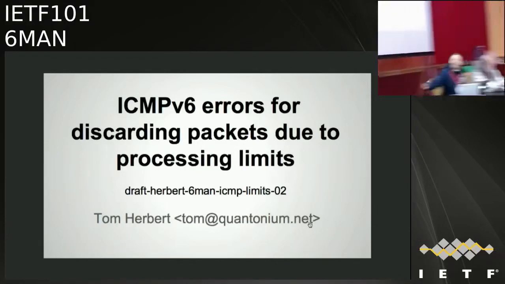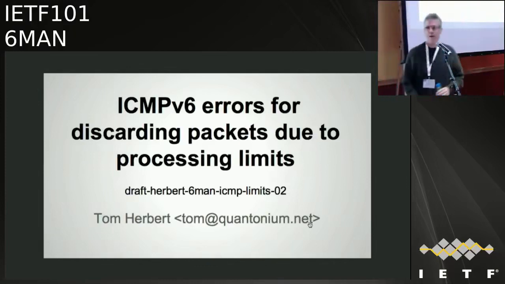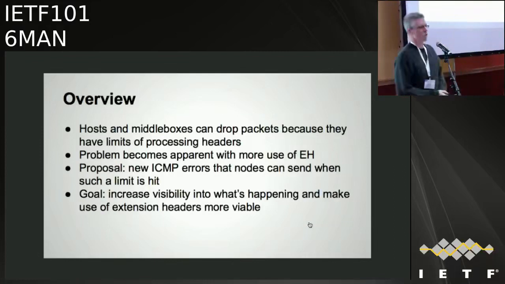Yes, thank you. Hi, my name is Tom Herbert. I'm going to talk about some proposed ICMP error code points. One thing we've noticed is that middle boxes and hosts occasionally drop packets because headers are too big or for various processing limits. This happens a lot with extension headers, as we know. So the proposal is some new ICMP errors to signal when this happens.